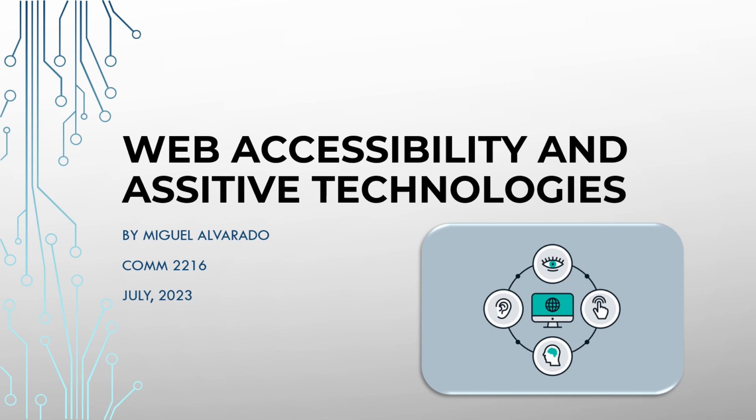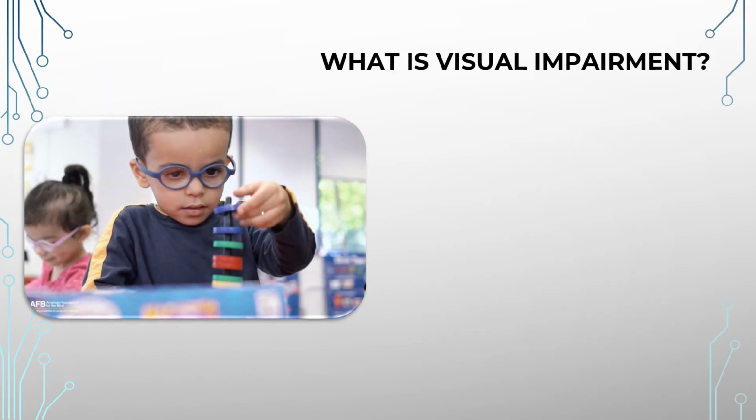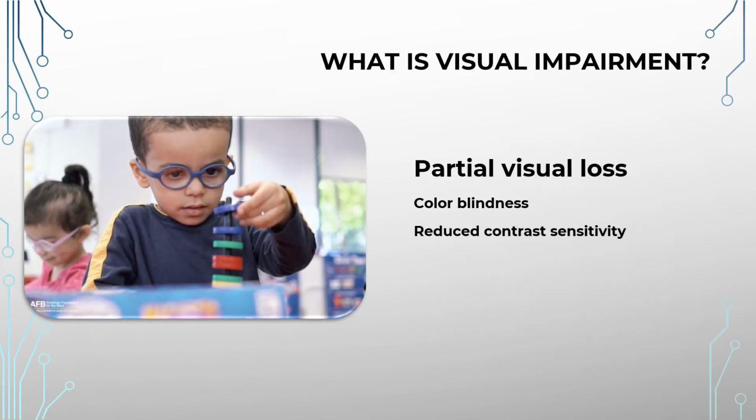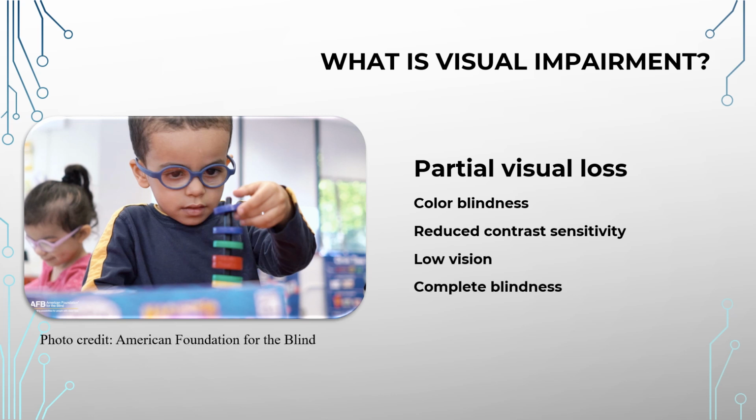Have you ever wondered how visually impaired people use the internet? Visual problems are common in people at some point in their lives. However, according to the Canadian Health Measures Survey, 2.6% of children and 1.4% of adults have a visual impairment that cannot be corrected. Visual impairment is a term experts use to describe any kind of visual loss, such as color blindness, reduced contrast sensitivity, low vision, or complete blindness.